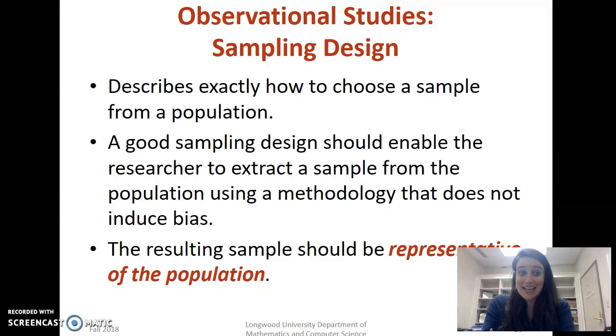So sampling design describes exactly how to choose a sample from a population. A good sampling design should enable the researcher to extract a sample from the population using a methodology that does not induce bias. The resulting sample should be representative of the population.